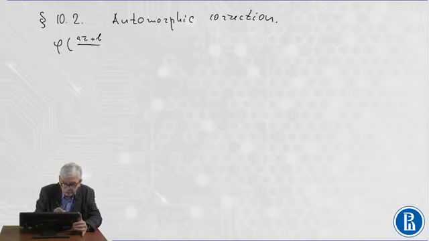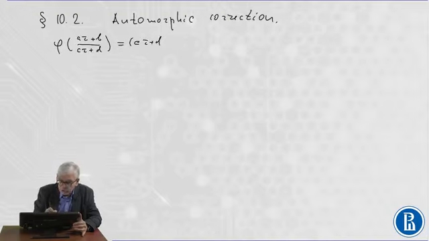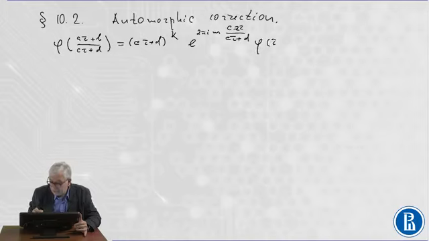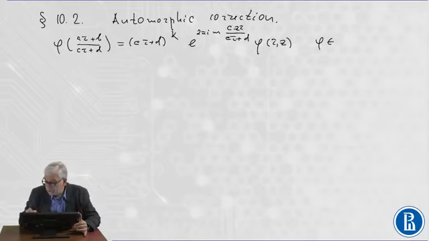rather complicated Jacobi automorphic factor, which we have in the modular functional equation of any Jacobi form of weight k and index m. Phi is a Jacobi, for example, weak Jacobi form of weight k and index m.